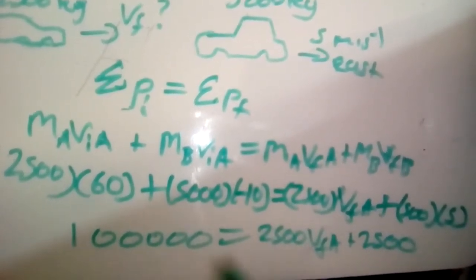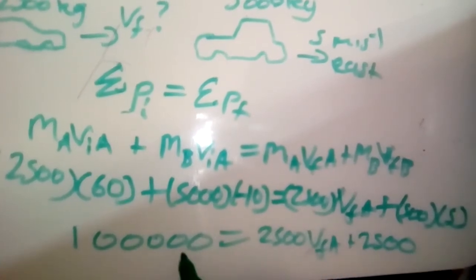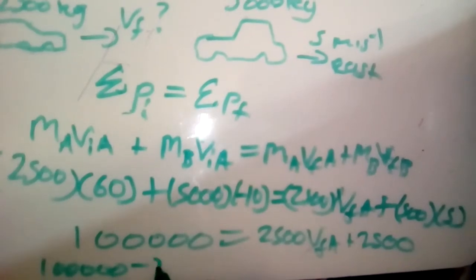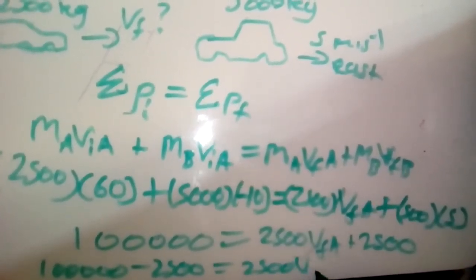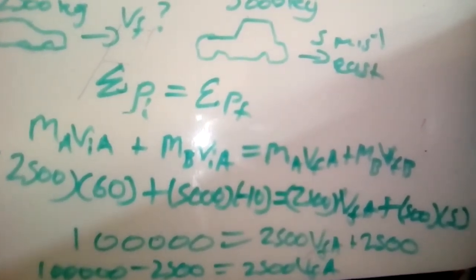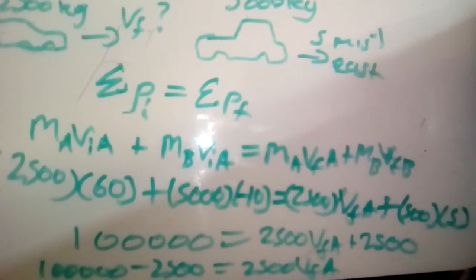And then from here, we just need to take this to the other side of the equation. So when we take it to the other side of the equation, it's going to become 100,000 minus 2.5 equals 2.5 VFA. Right? So we're going to subtract them. So let's subtract them. So that's going to be 97,500, right? Okay, 97,500. Yeah, that's what it's going to be.